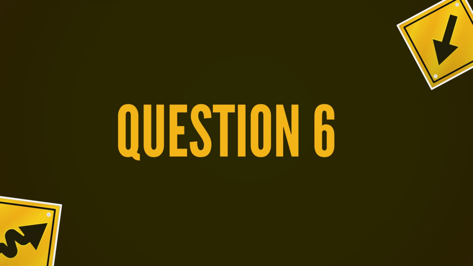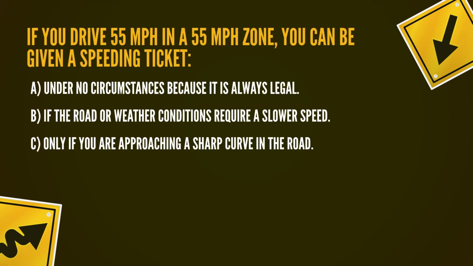Question 6. If you drive 55 miles per hour in a 55 miles per hour zone, you could be given a speeding ticket: Option A, under no circumstances because it is always legal. Option B, if the road or weather conditions require slower speed. Option C, only if you're approaching a sharp curve in the road.